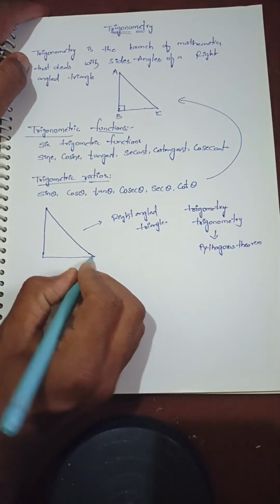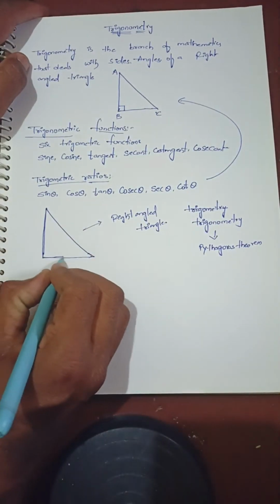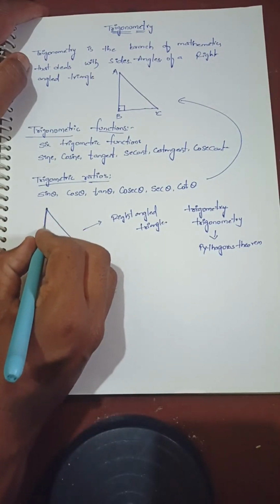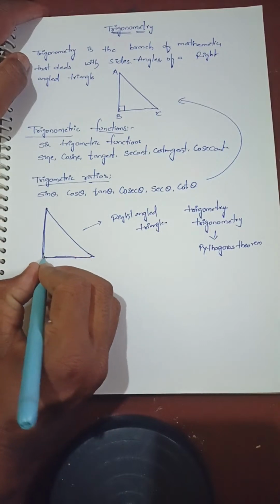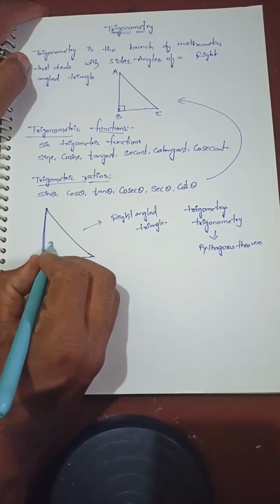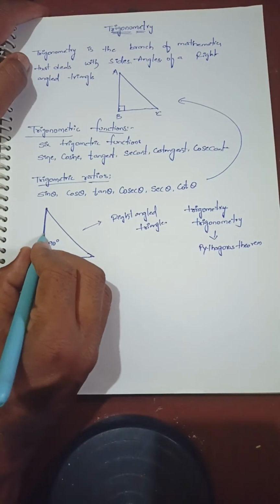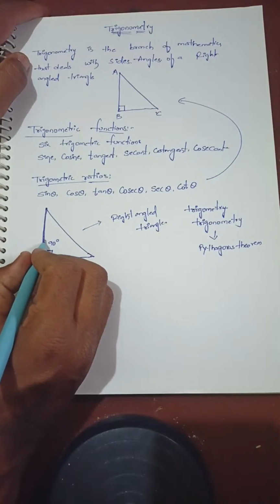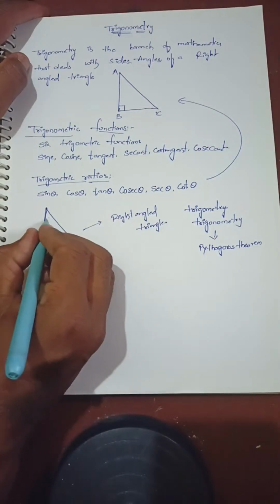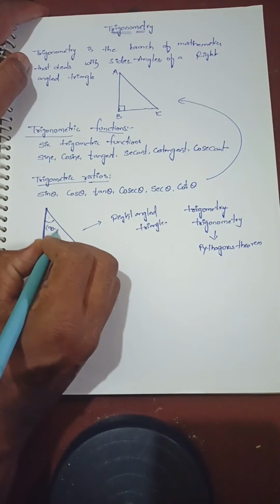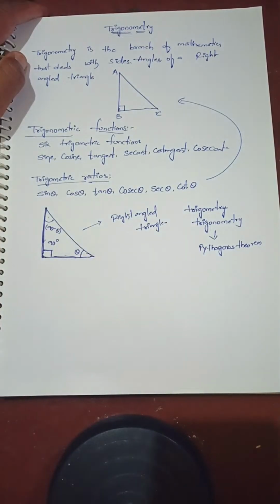See, the horizontal line and the vertical line, the two lines which are connected at the point, form the perpendicular, that is 90 degrees. The opposite of the perpendicular will make the angle theta. The other angle is 90 minus theta.